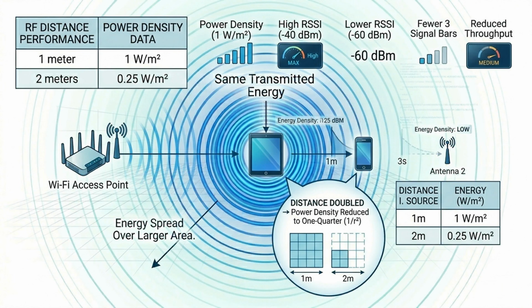This example demonstrates that when the distance is doubled, the power density drops to 1/4 of its original value. Consequently, wireless devices located farther from an access point receive weaker signals, resulting in lower RSSI values and potentially reduced network performance.